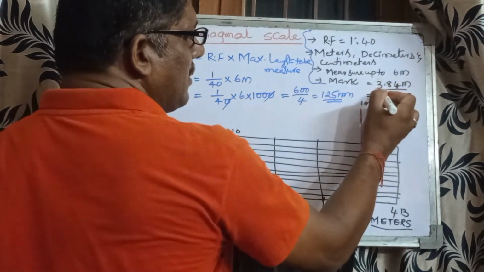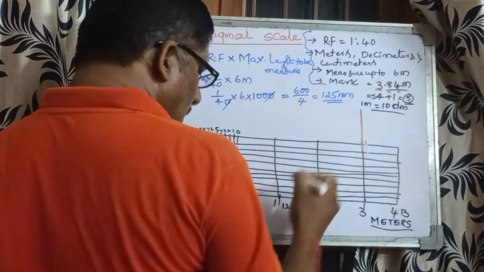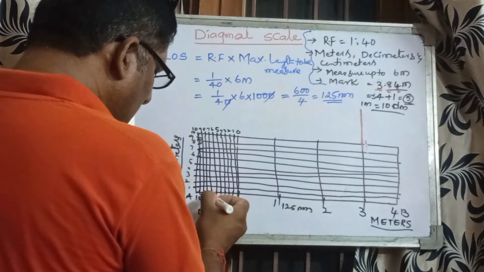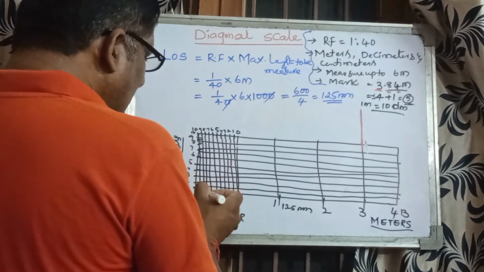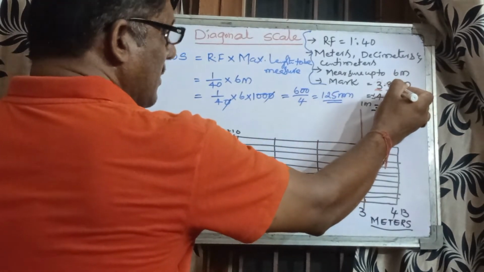So this is decimeters, it is meters, decimeters, and this is centimeters. So 0.8 means here 8. So 1 is here 5, 6, 7, 8. So the 8th part is this 8th line. And where the 8th line is coinciding at 4, 4 means this is a centimeter.